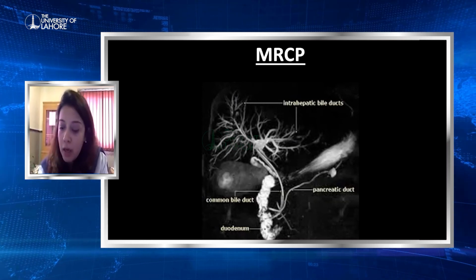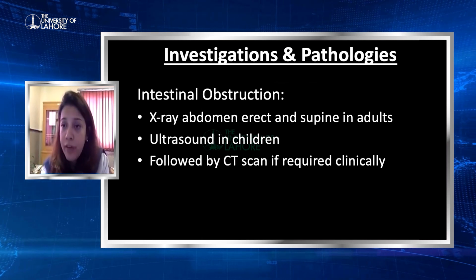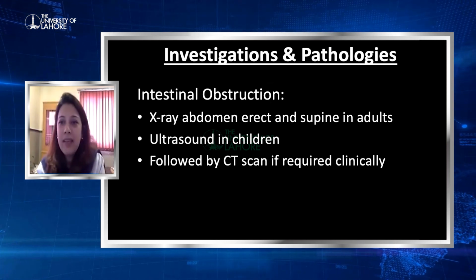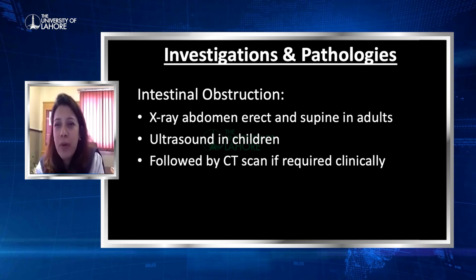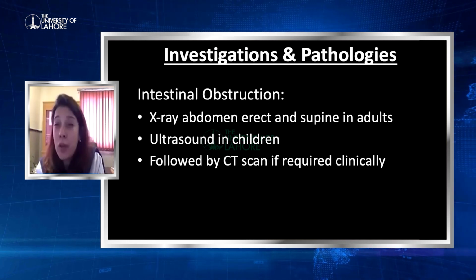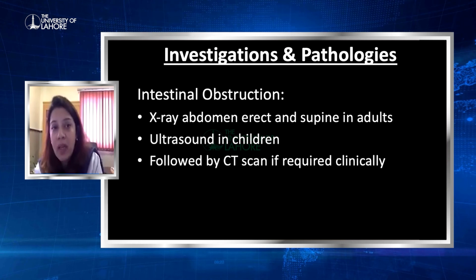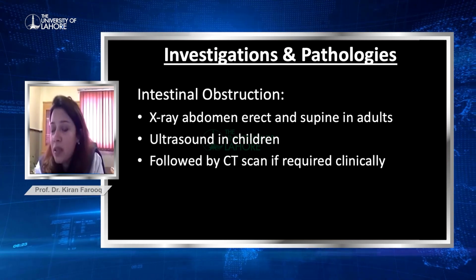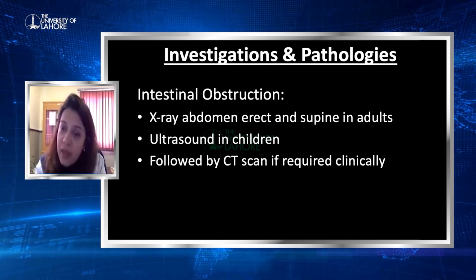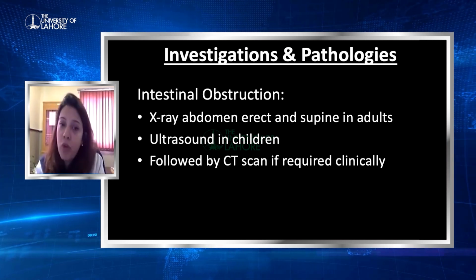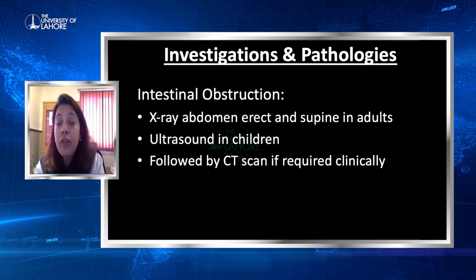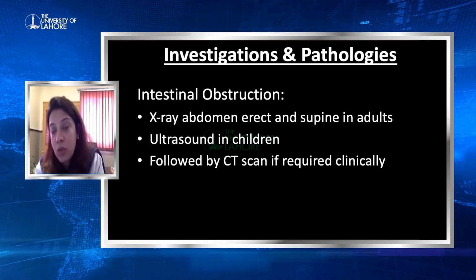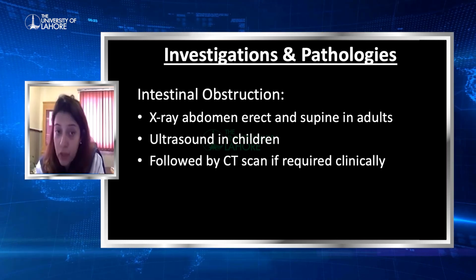Okay, fine. So I'm just coming to the end of my presentation, and just a little bit for the students, because we have so many modalities, we're at a loss what to order when. It is tailored for every patient, but it's just an overview. If you're suspecting intestinal obstruction, you can do an X-ray abdomen, erect and supine. But for children, please do an ultrasound first, and then if you want, you can do a CT scan to see the exact cause of the obstruction.